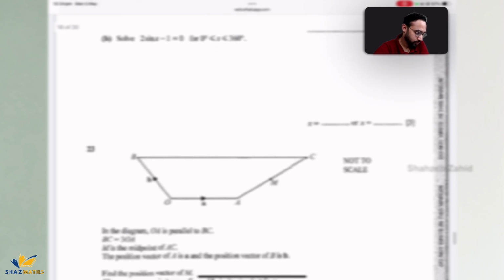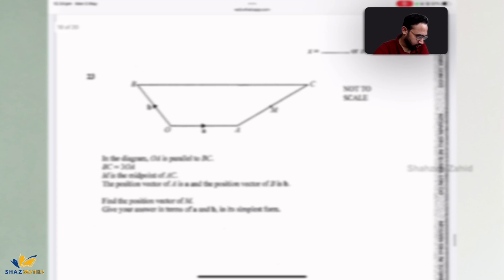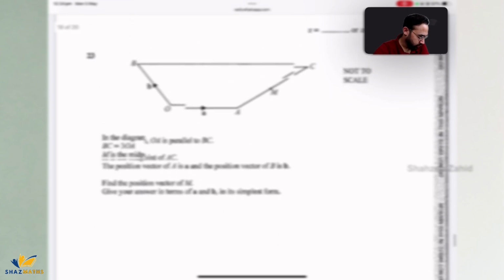Question number 22, exact value of tan 60. Okay, 1 mark part. If you remember it, that's good. If you remember the way on how to find it out, that would have been good as well. That would have done the job. Either way, it's just a 1 mark question. So yeah, and then a trigonometric equation, which is part of the syllabus for a couple of years now, so nothing new. And then 23 is vectors.